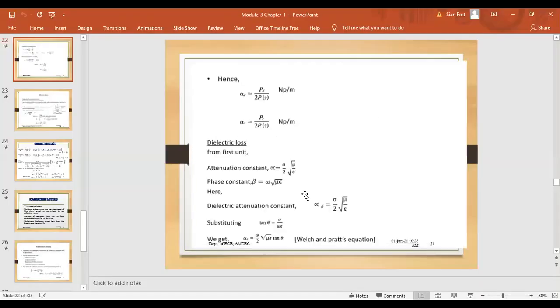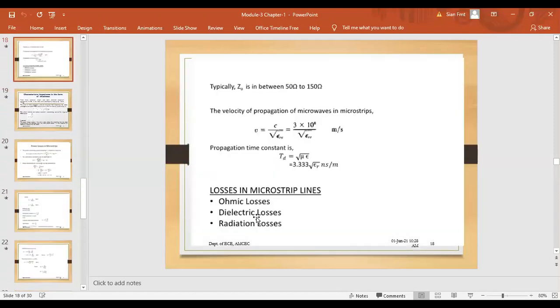So we will look into the next topic, that is losses which are there in the microstrip line. Yesterday we just saw the introduction as well as the main concepts of the microstrip line. Today we have three different losses to study, which are mainly the ohmic loss, dielectric loss, and radiation losses. Before going to that, we need to understand the dielectric loss and ohmic loss. They have to be derived first. There are certain parameters which affect those losses. After the derivation, you can understand what exactly those losses are.